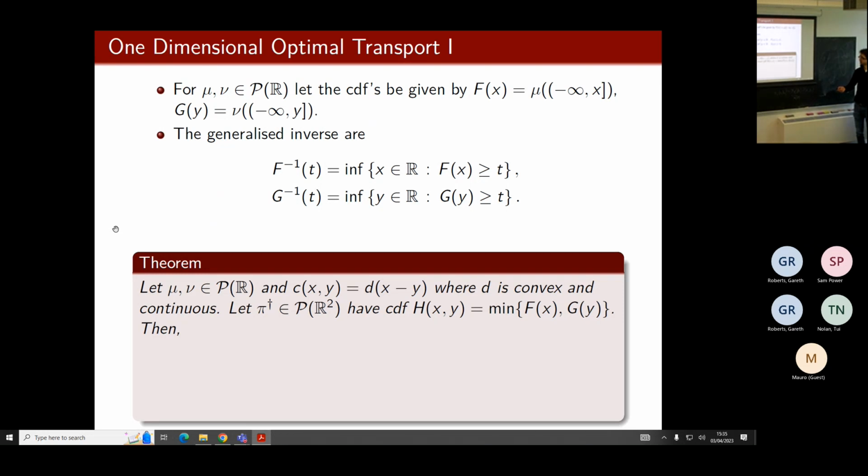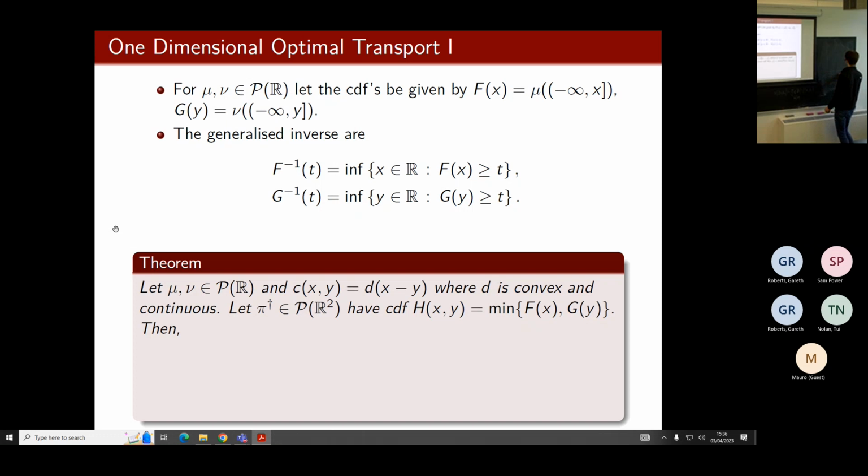Then the following theorem is that if the cost function is given by some convex function of the difference between x and y, then the optimal transport map has this CDF here, which is just given by the minimum of f(x) and g(y). So what this is saying is, I have one measure here, one measure here.